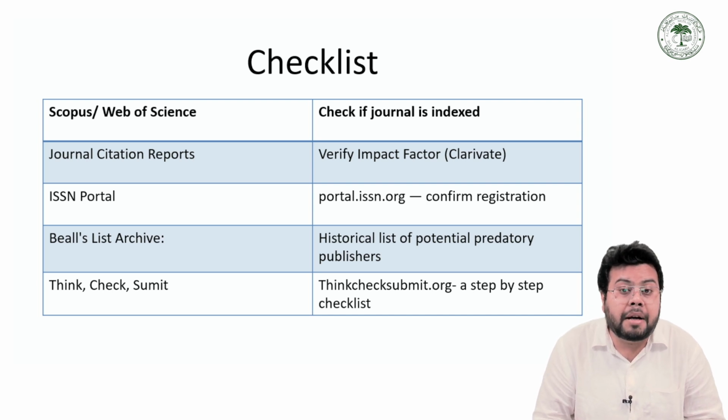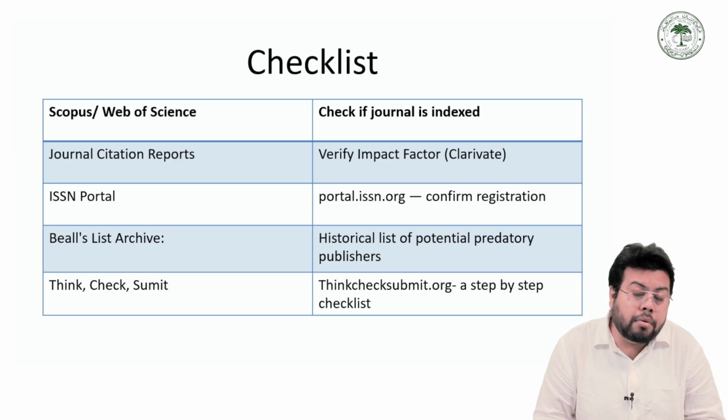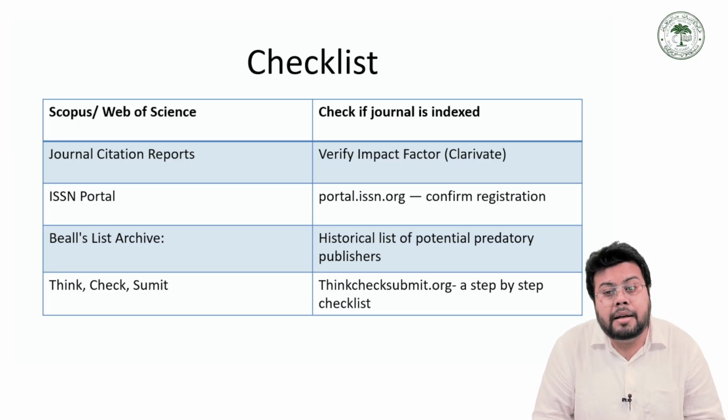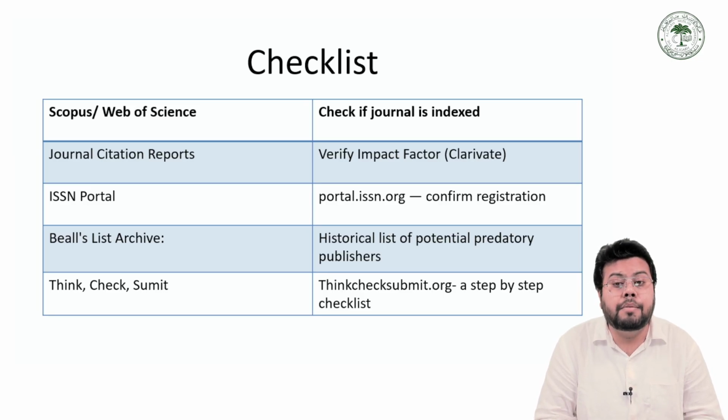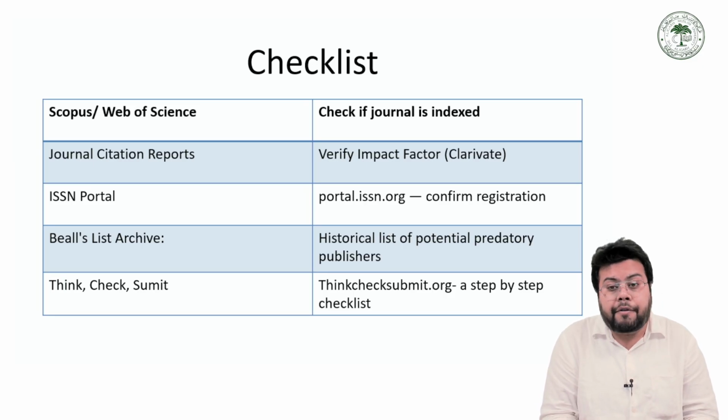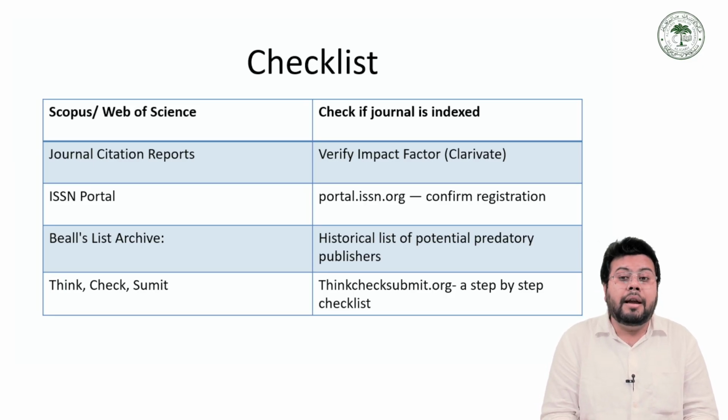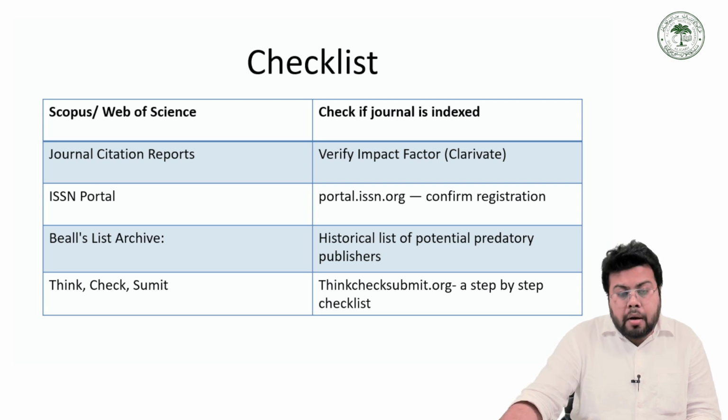But why does indexing matter? Because it increases the visibility and the discoverability of the research. It often indicates that the journal meets certain quality and editorial standards. It also helps researchers track citation and research impact. Many universities and funding agencies prefer or require publication in indexed journals.